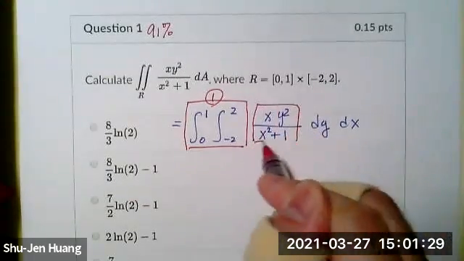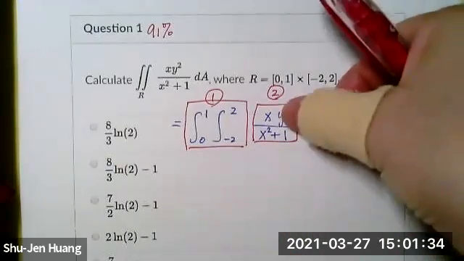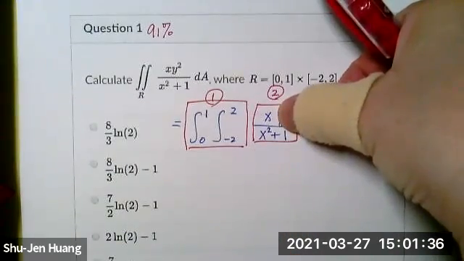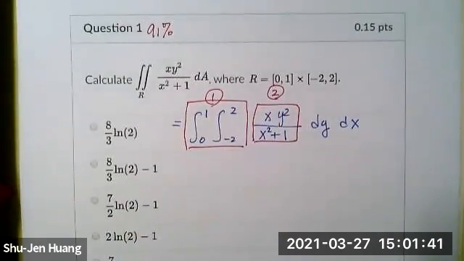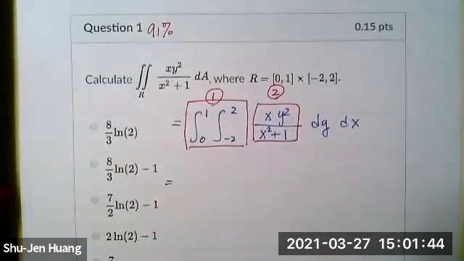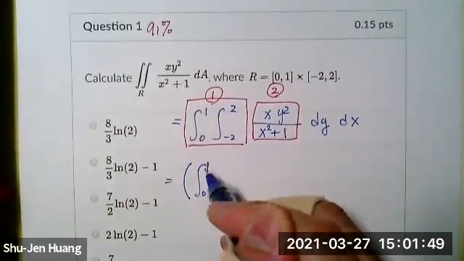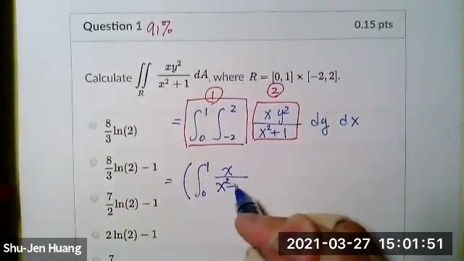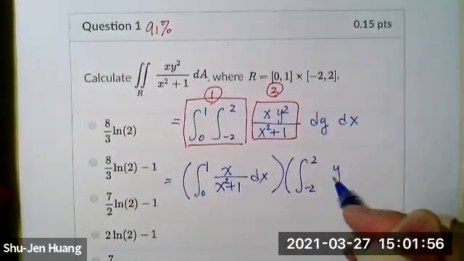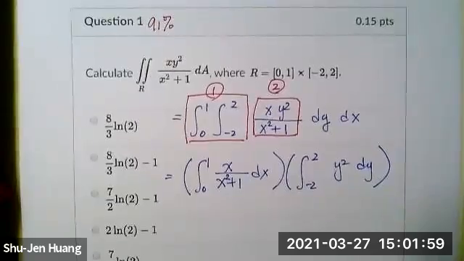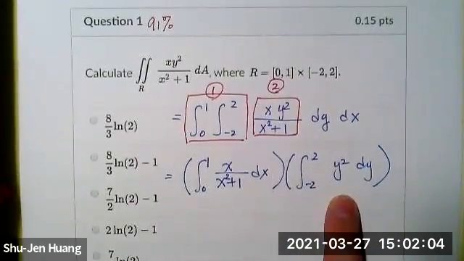Second, if you look at the integrand here, as you can see, this is the product of two functions. One depends on x, and the other one depends on y. Okay, so this is the special case we mentioned in the lecture. We can write this as a product of two single integrals. So we'll have 0 to 1, x over x squared plus 1 dx, and the other one is -2 to 2, y squared dy. Okay, so we can split into two integrals here. One depends on x, the other one depends on y.